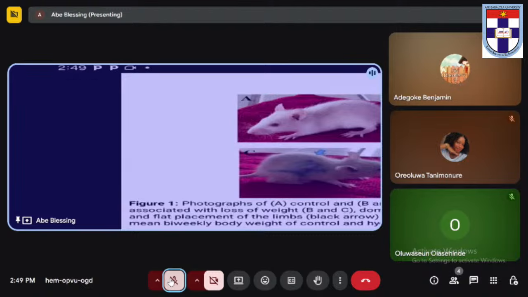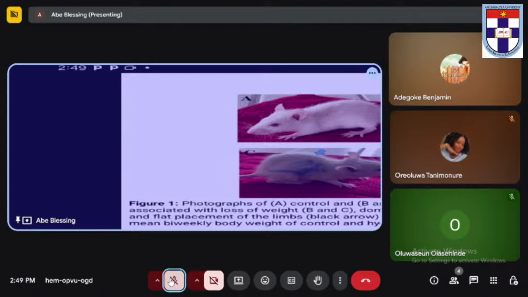So this is the result of the photographs of the animals, and this shows that hydrocephalic animals had loss of weight. B and C are the hydrocephalic rats, while A is the control. The hydrocephalic rat had a misshaped back as seen in the red arrow. The arrow is pointing towards the hunched back of the hydrocephalic rat, and also flat placement of the lip, which is pointed out by the black arrow, compared to the control, which looked healthy and normal.